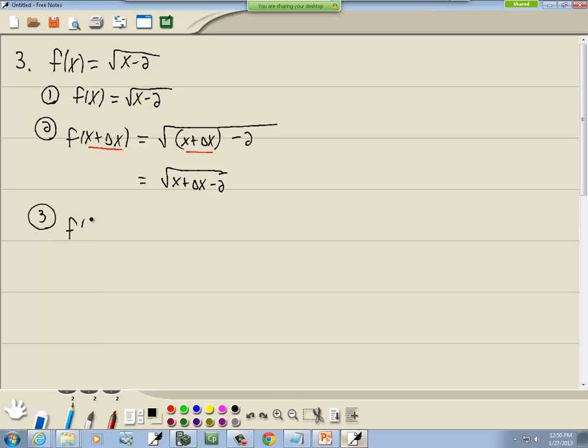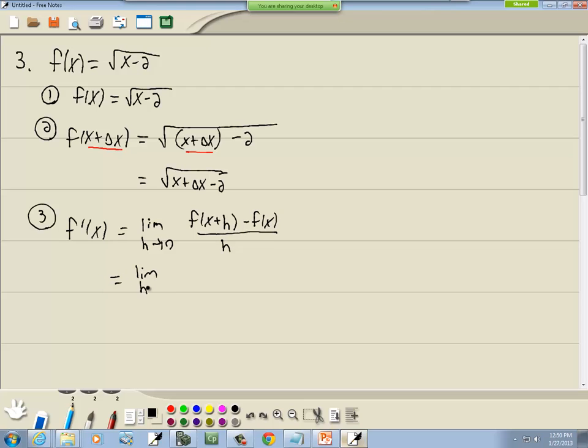So step 3. Plug that into our formula and find the limit. Limit as h goes to 0 of f of x plus delta, or not delta, h minus f of x over h.